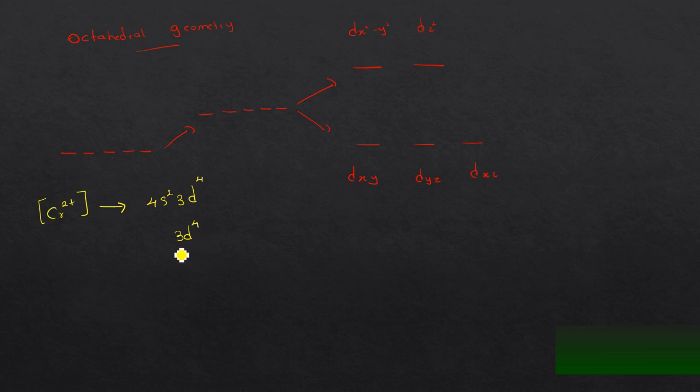Now we have 4 d electrons to fill. So here I'm going to fill 1, 2, 3. Now the fourth electron, I can either fill it up to here or here. How can we choose it? So you know the gap between the two energy levels, which is T2G and EG, is delta O, which we call the crystal field splitting parameter.